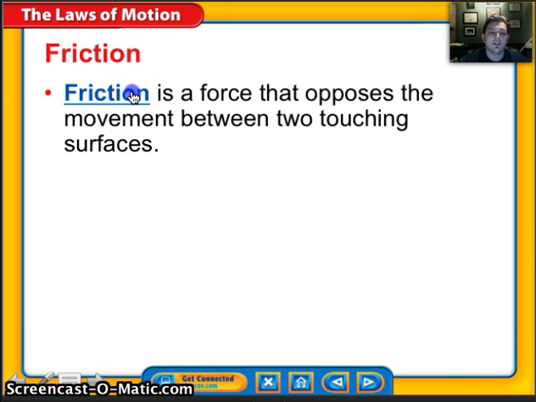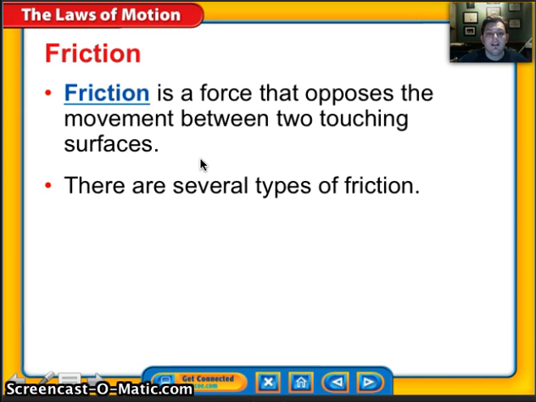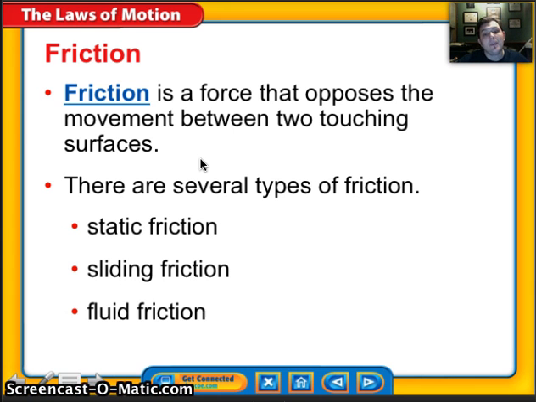Now, here's our next word. Friction: a contact force that resists the sliding motion of two surfaces that are touching. Friction happens like when you rub your hands together and you feel that warmth. That's because of friction. There are three types of friction we're going to really concentrate on: static friction, sliding friction, and fluid friction. You're going to have to know the difference between the three.